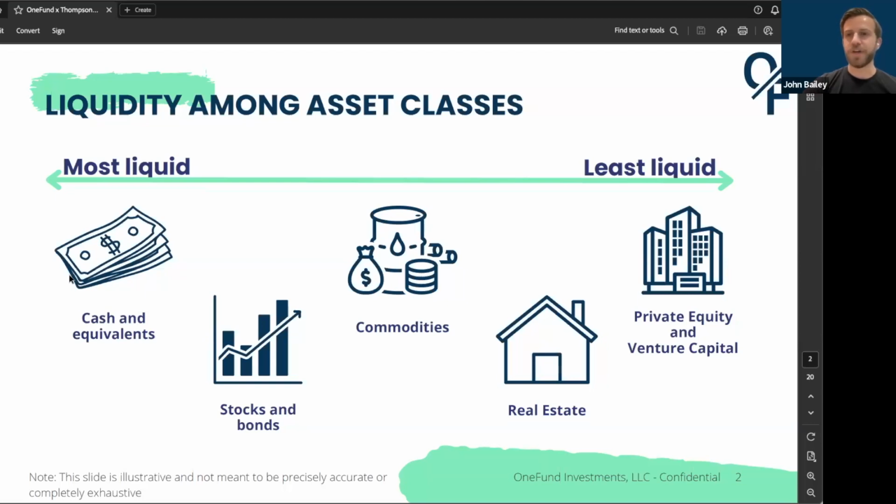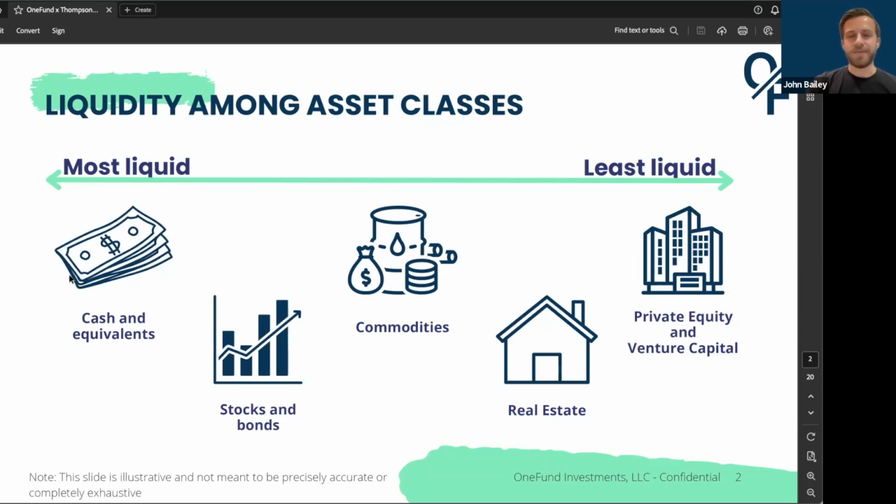Stock is the next thing over, slightly less liquid. It takes, in today's day and age, seconds to sell, but it's still less liquid than cash. You can very easily turn it into cash. And then as we move further along the spectrum from most liquid to least liquid assets, you start to hit commodities, still fairly liquid, but a little bit less so depending on the type of commodities you're dealing in. The least liquid asset that most Americans own is their home. Your home is a massive store of value, but if you wanted to sell it and convert that into cash, it could take months.